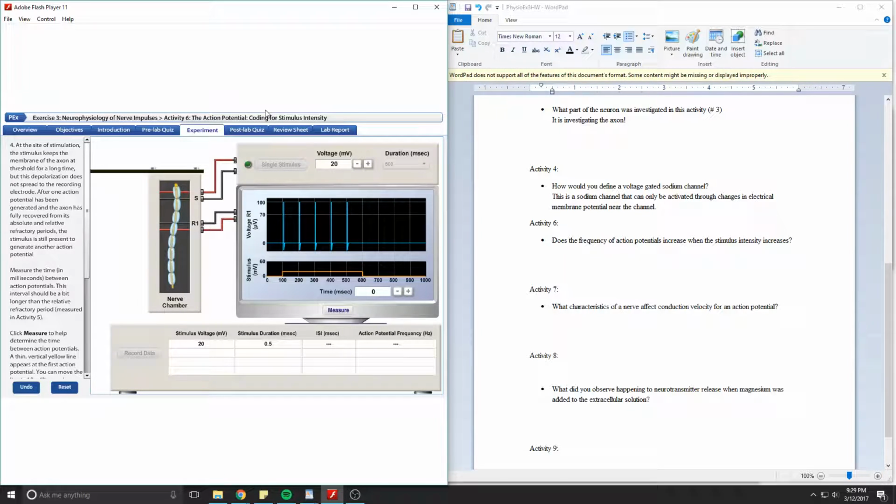Sorry. After one action potential has been generated, the axon has fully recovered from its absolute and relative. Oh god, this is boring. Okay. Measure the time between action potentials. This interval should be a bit longer than the relative refractory period. Click measure. Okay, measure.